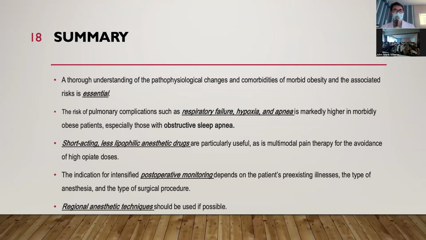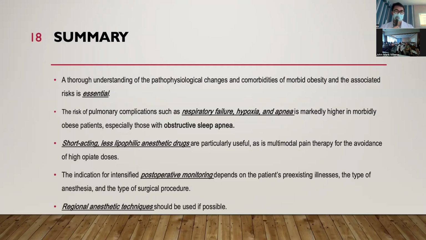For the summary, thorough understanding of the pathophysiological changes and comorbidities of morbid obesity and the associated risks are essential. The risk of pulmonary complications such as respiratory failure, hypoxia, and apnea is markedly higher in morbidly obese patients, especially those with asthma. Short-acting, less lipophilic anesthetic drugs are particularly useful as a multimodal pain therapy for the avoidance of high opiate doses. And the indication for intensified post-operative monitoring depends on the patient's pre-existing illnesses, the type of anesthesia, and the type of surgical procedure.